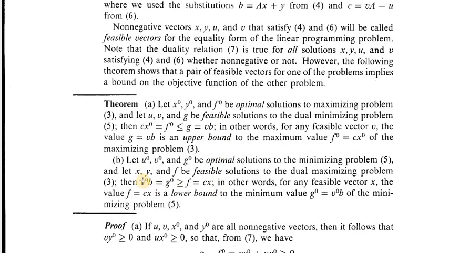Now the same thing works the other way. If I have an optimal solution to the minimum problem, and x, y, and f are any feasible solution, so we'll talk a little bit about what feasible means, then this feasible solution is always going to be less than or equal to the optimal solution for the minimization problem. You can't do any better.